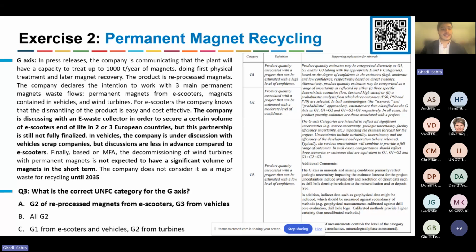Again, the company is in discussion with e-waste collectors in order to secure a certain volume of e-scooters end of life in 2 or 3 European countries. The partnership is not fully finalized yet, so it's confirming the viability itself. And for vehicles, it's still under discussion with vehicle scrap companies, but discussions are less advanced compared to e-scooters. So the correct answer here is G2 for magnets from e-scooters, and G3 from vehicles.